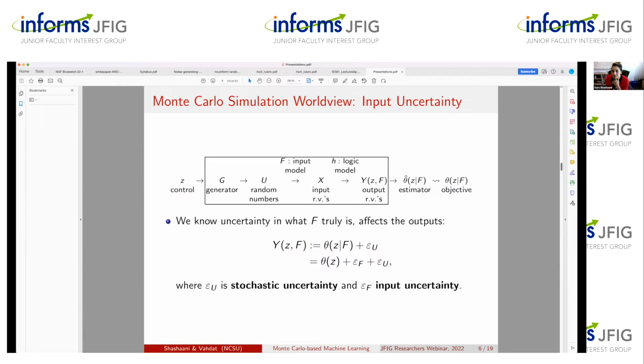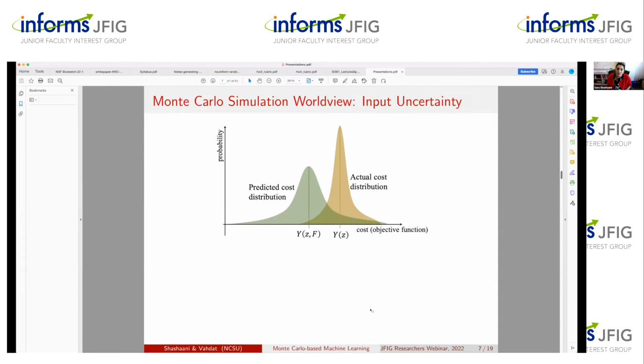But this theta of Z given F is actually random, because this F is unknown, right? What you can think about this as, having in expectation really being theta of Z. So I can actually decompose this as theta of Z plus another noise that I'm calling input uncertainty, right? So the epsilon of F. Okay, so now let's just see what I'm talking about.